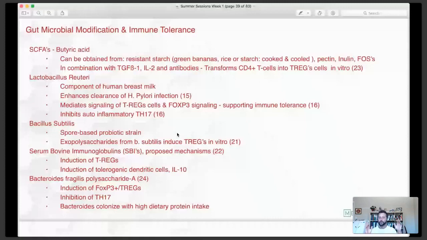So serum bovine immunoglobulins, so you're actually taking orally IgA, IgG, IgM antibodies. This is what they've been shown to do. So tolerogenic dendritic cells and interleukin 10. And high protein diet will incite bacteroides fragilis polysaccharides. So this is a beneficial phyla that can increase the Tregs as well as inhibit Th17.